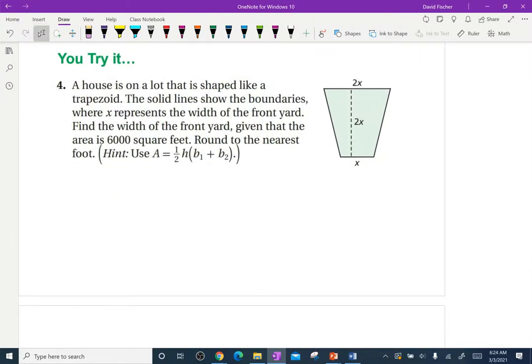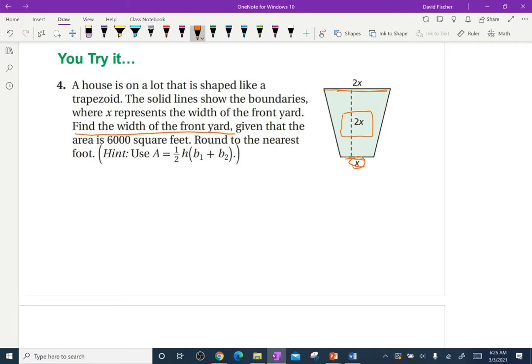So here's a lot. I see a lot of these in Arizona. My lot's this way. It's really bigger in the back here than it is in the front. So my house kind of sits right in the middle here, and it's on a cul-de-sac. The solid line shows the boundaries where x represents the width of the front yard. Find the width of the front yard. So there's the question. I got to find the x.